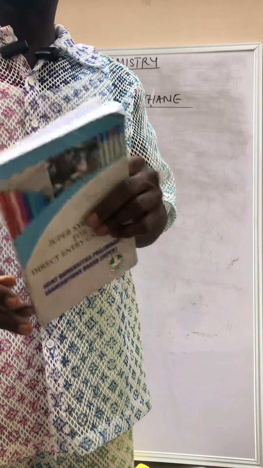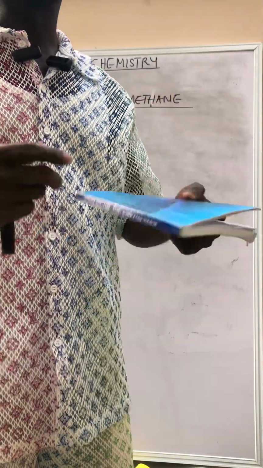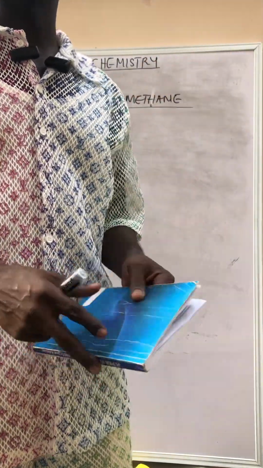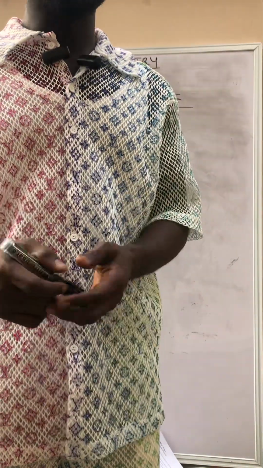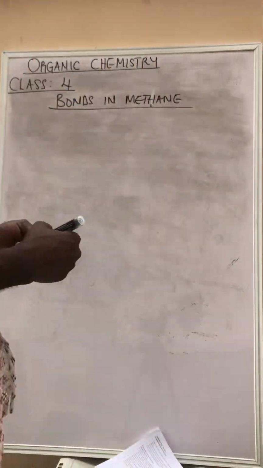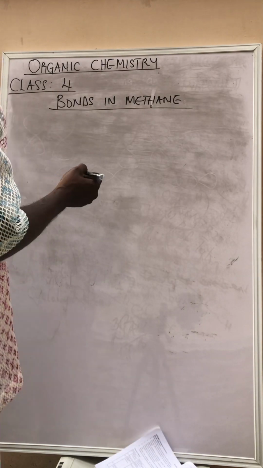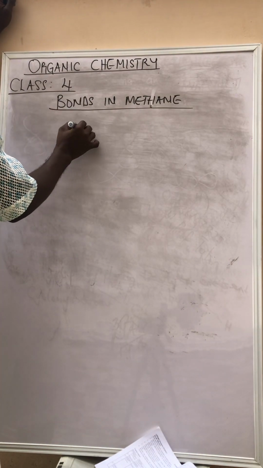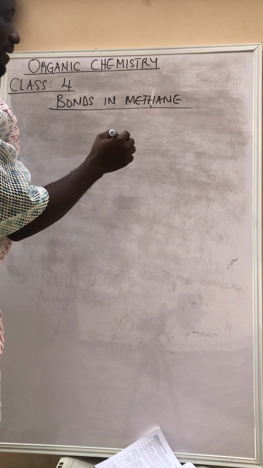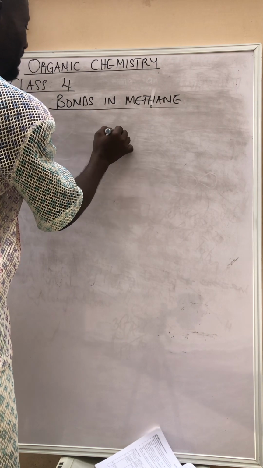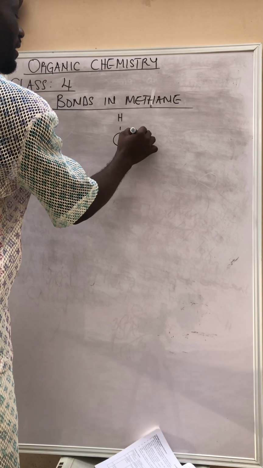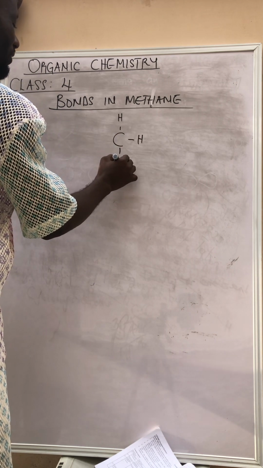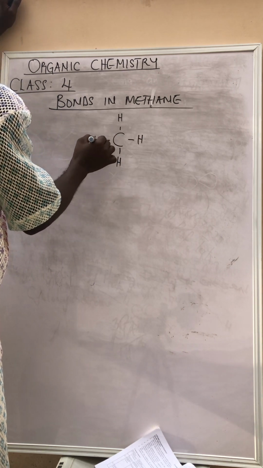And if you can know bonds in methane, you can know virtually all the bonds that can occur in all other alkane homologous series. So how do we represent methane in the first place? Methane is represented by C, then hydrogen, hydrogen, hydrogen, hydrogen.